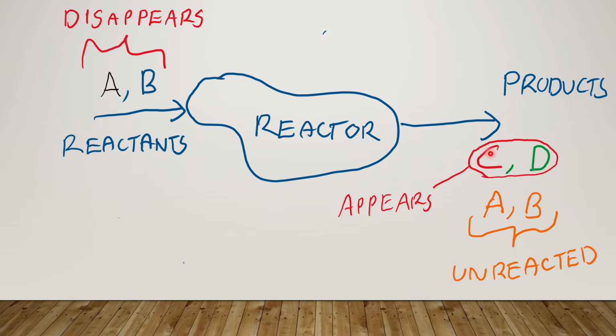And then obviously C and D, these are completely new products that have been formed due to the reaction of A and B. So it's just simplified: your reactants are disappearing, however, your products are appearing.